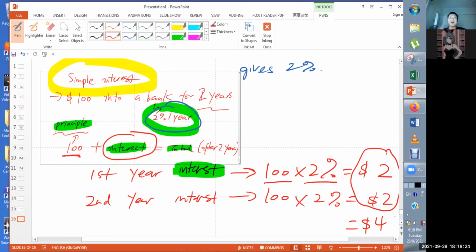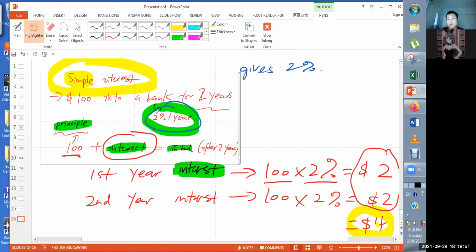In fact, I'm going to talk about that. That is called compound interest. So let's differentiate the two scenarios. Over here is called simple. Simple means just 100 times 2, then second year also 100 times 2. So simple interest, total interest after 2 years is 4. We are going to talk about that later after this example.